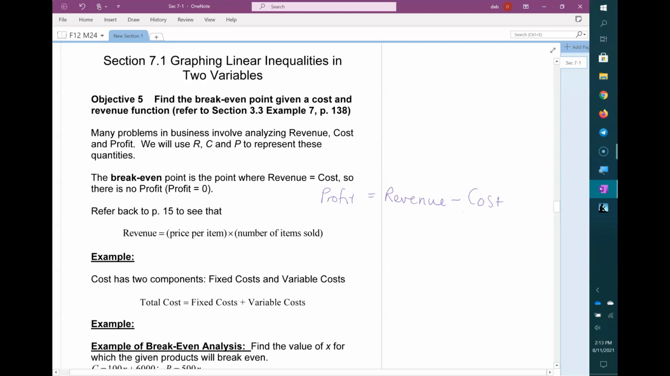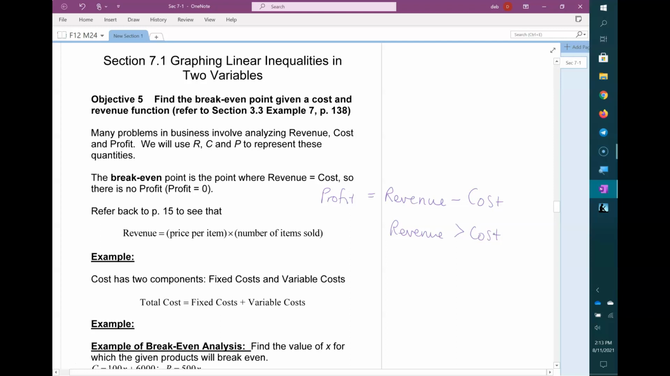So it's two different ways of saying the same thing. Either the revenue equals cost or the profit is 0. Both have the same meaning of the break-even point. As a business, what you hope you get to is the point where the revenue is bigger than the cost and you become profitable.